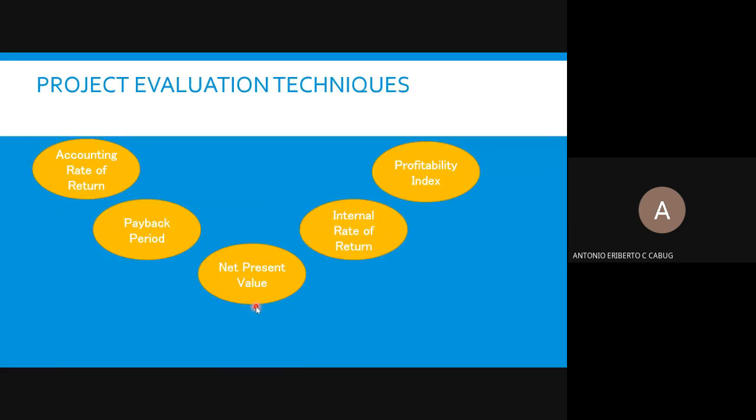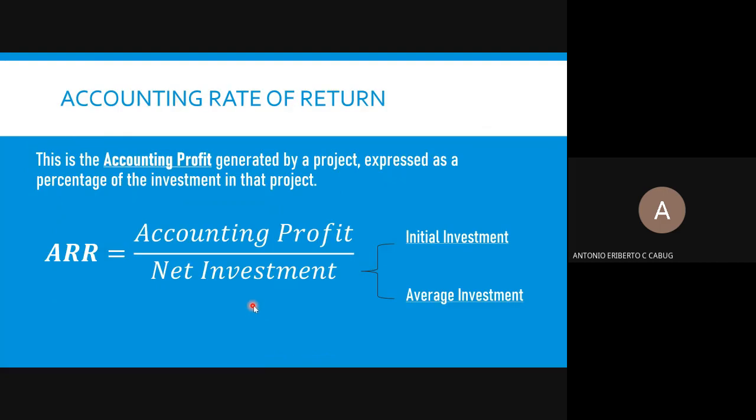Now, let's go to number 4. Number 4, we have here the ARR, accounting profit over net investment. You can think of this as your return on investment. This is something like a return of investment. You divide your accounting profit by the net investment. Gusto mong malaman yung return on investment mo when you invest in the project. Your net investment may be the initial investment or an average investment, depending on what is your convention being used.